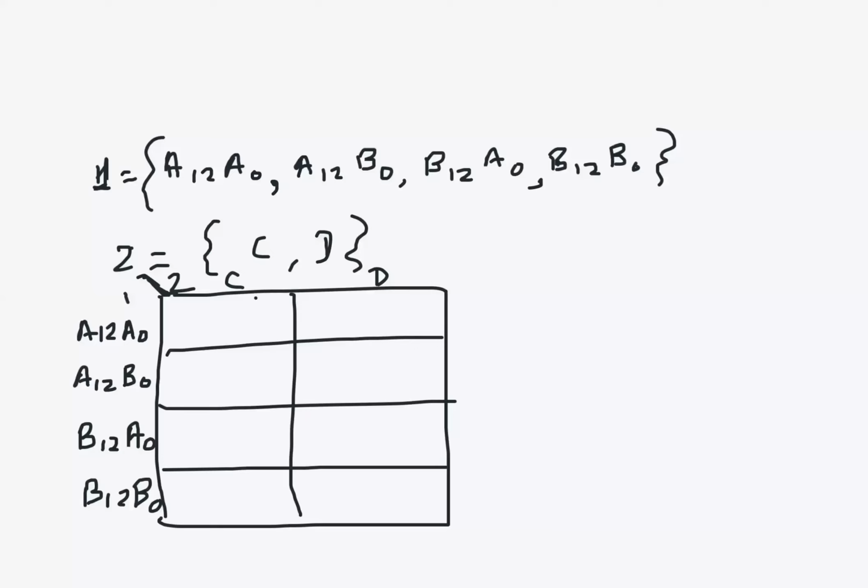A12, A0, then A12, B0, so the strategies for player 1 are A12, A0, A12, B0, B12, A0, and B12, B0. And for player 2, the strategy set consists of C and D.